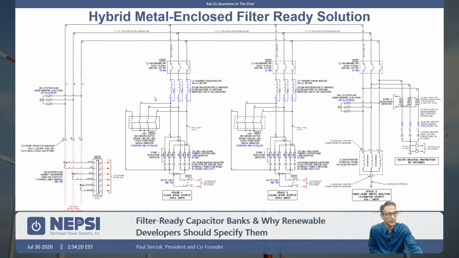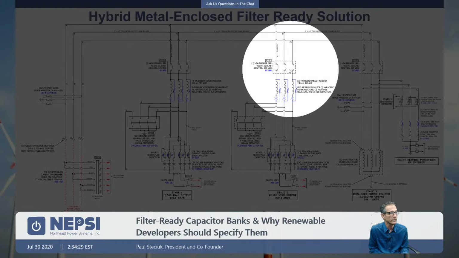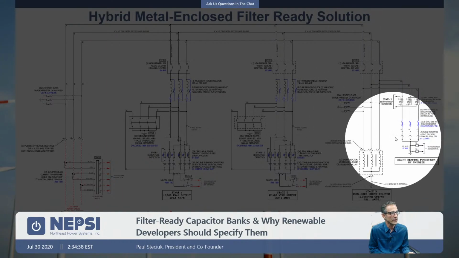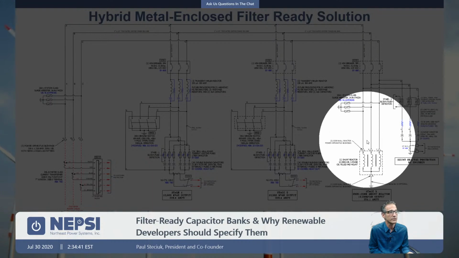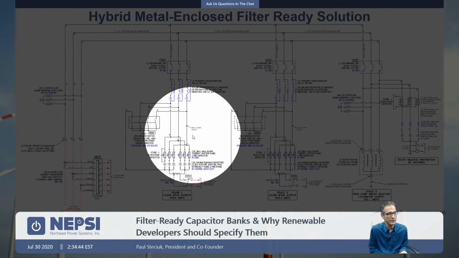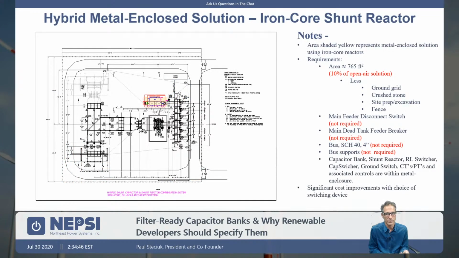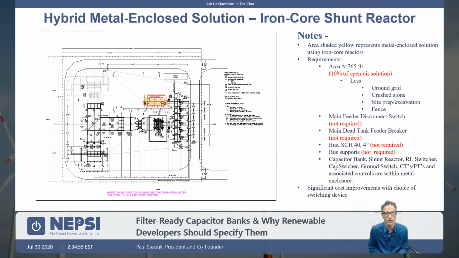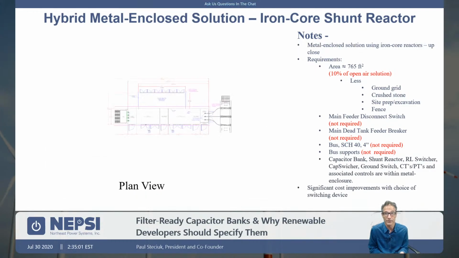So we can do the same design as metal enclosed, and this is a 3-line diagram. In this case, we're using breakers instead of cap switchers, and we're using a breaker over here instead of a reactor switching device. So we have a shunt reactor, RC snubber network for switching purposes, and then 2 stages of capacitor banks. Take the same system, and you can see we've shrunk down the area. In fact, our area requirement now is only 765 square feet, so we're only 10% of the open air solution. Quite small, and it's filter ready, and it's quite easy to change.